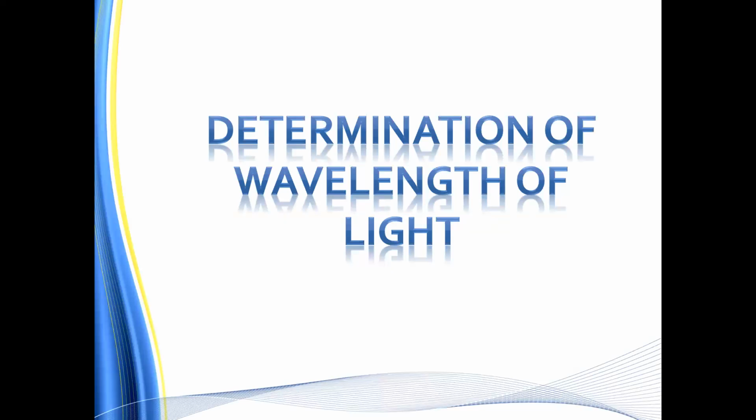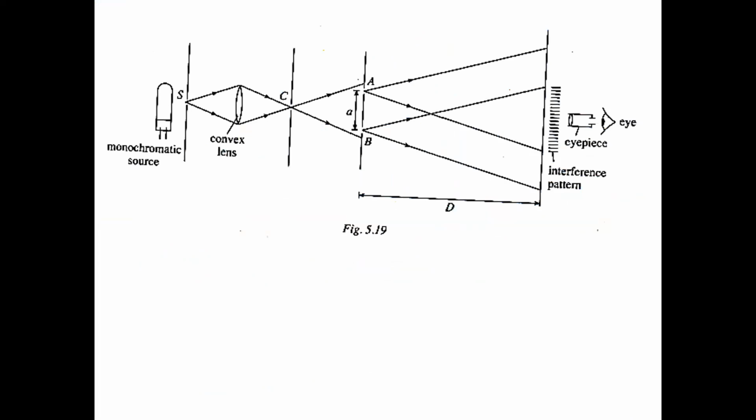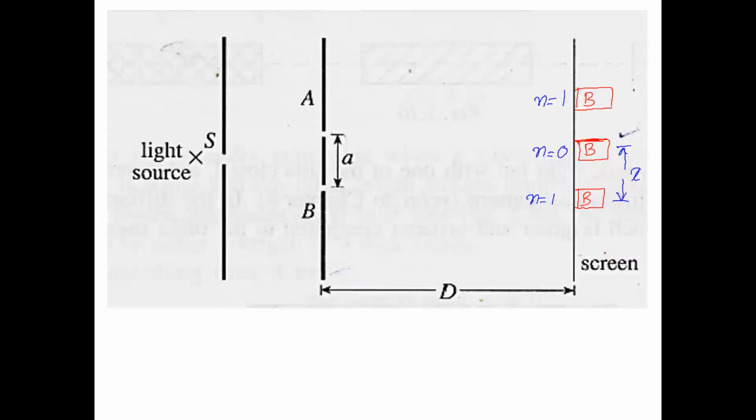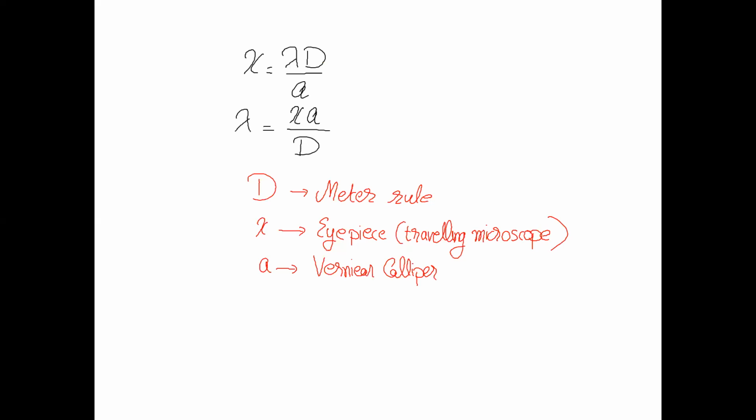Determination of the wavelength of light. How do we determine it? This is the apparatus, and we use an eyepiece to determine x, a, everything. This is the same screen, and this is the formula. We rearrange the formula to find lambda. We put in everything, and then we find lambda.